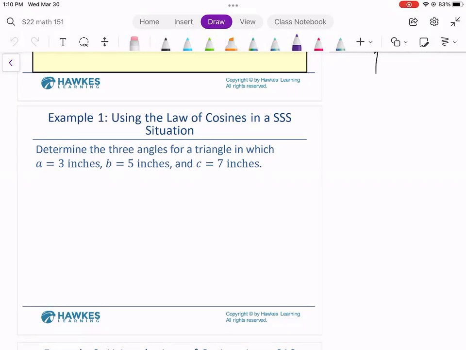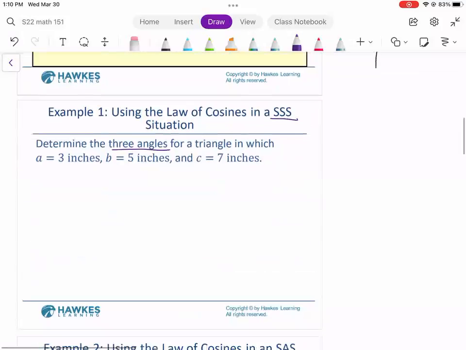Let's use the law of cosines, where we have three known sides, to determine the solution to a problem. If we want to determine the three angles of a triangle that has sides of length A = 3, B = 5, and C = 7, well, if we could draw that picture, but because of our desire to solve for the largest angle first, we want to solve for angle C first.